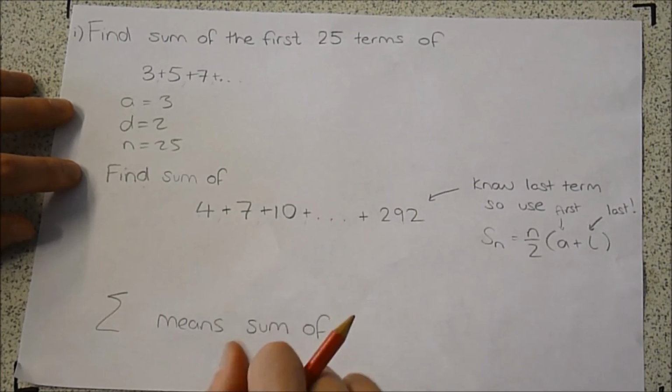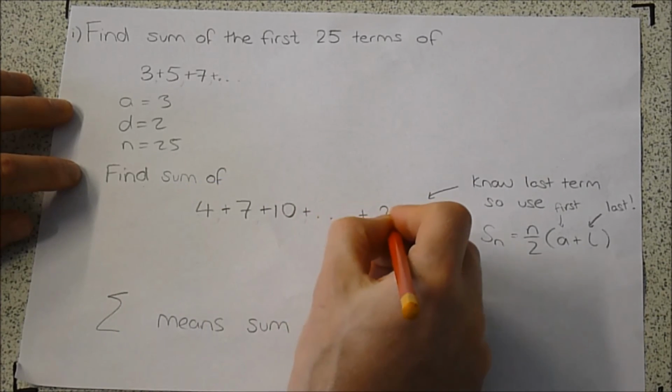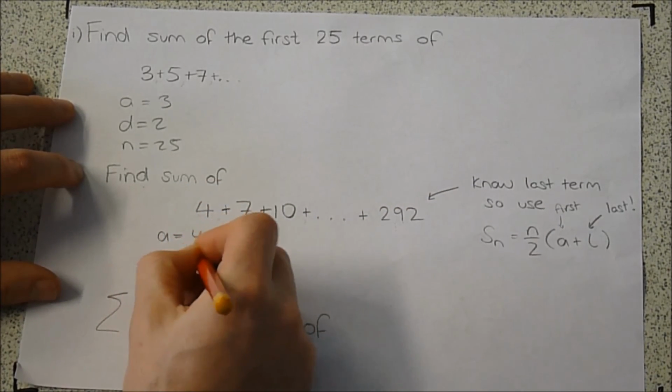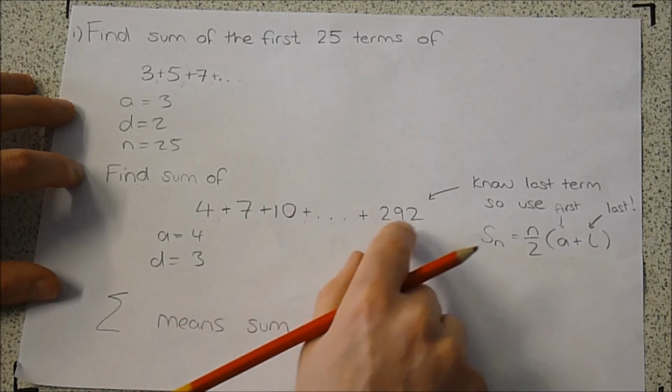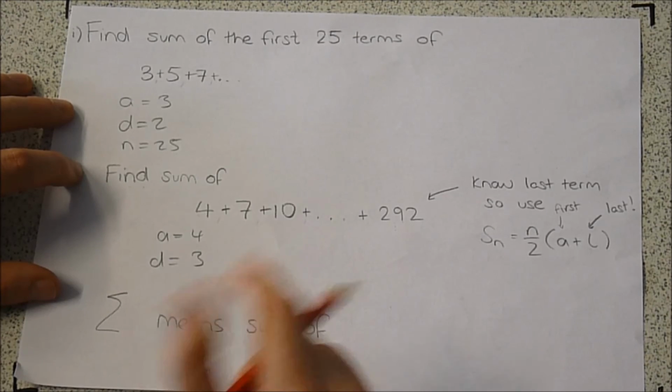and they ask you to find the sum of this? Well, this is where you can use a trick. We could work out what this is, because we know what a is, it's 4, d is 3, so we could do a plus n minus 1 d to work out what that is, and therefore work out what n is.